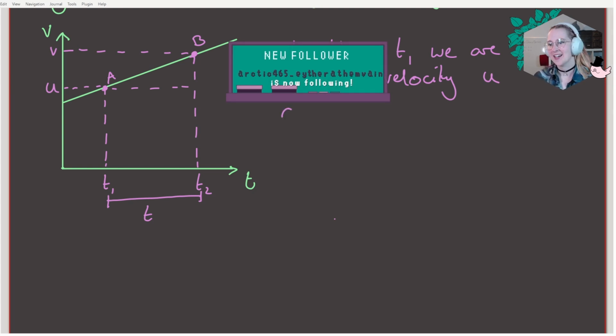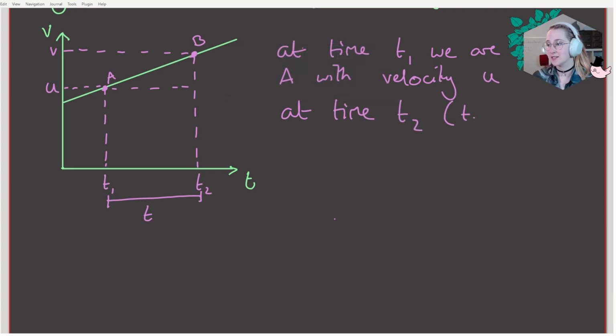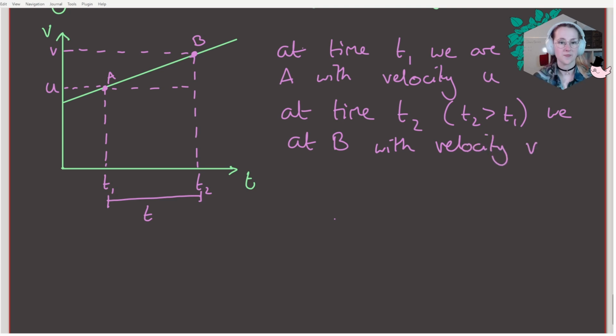And then at time t2, and I'm going to say that t2 is bigger than t1, we are at B with velocity v.